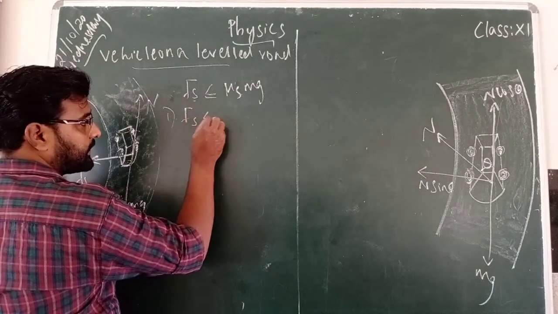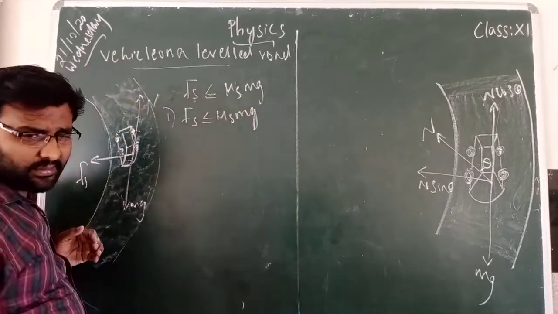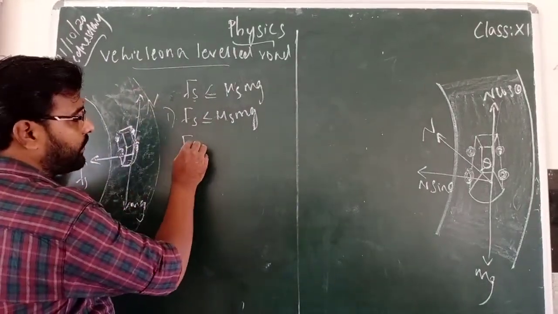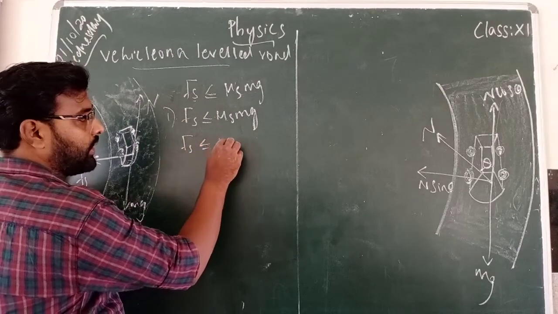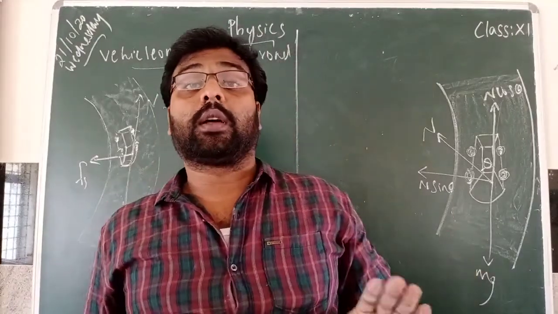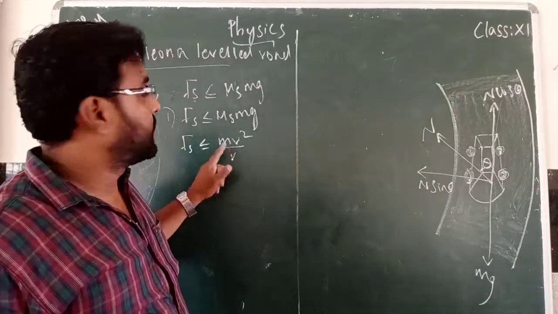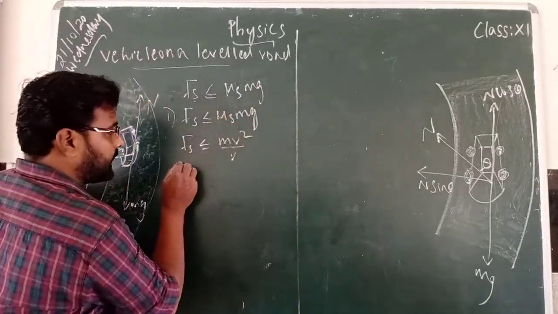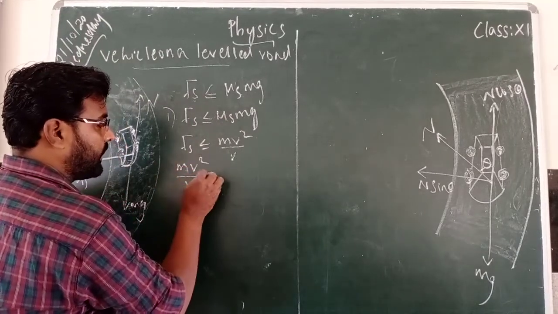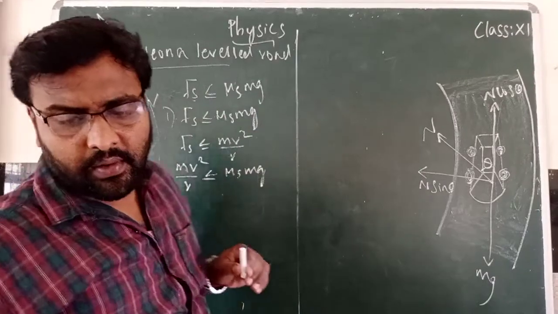The first condition is Fs is less than or equal to mu s mg. Here, what is this Fs? Frictional force. Here static friction is equal to what? mv square by r, because the static friction provides the centripetal force mv square by r. So you can write this condition: mv square by r less than or equal to mu s mg. This is the first condition.